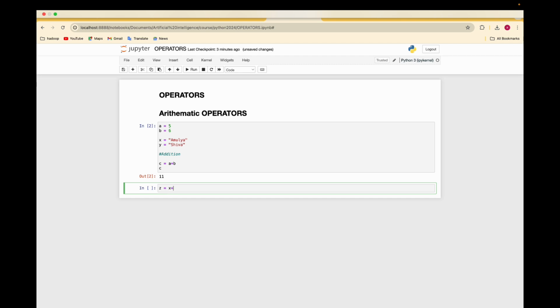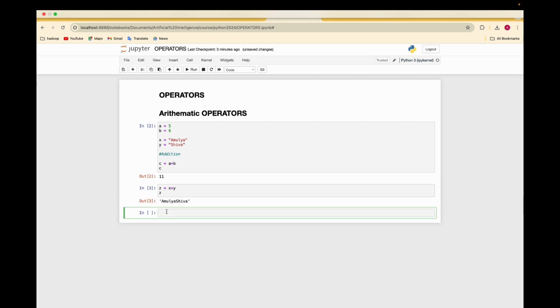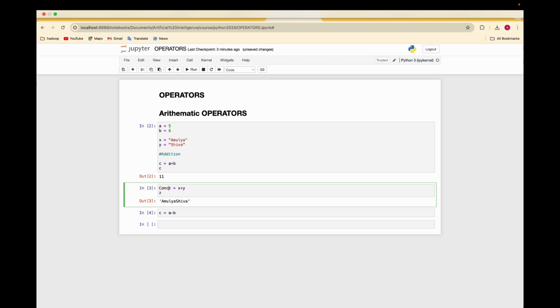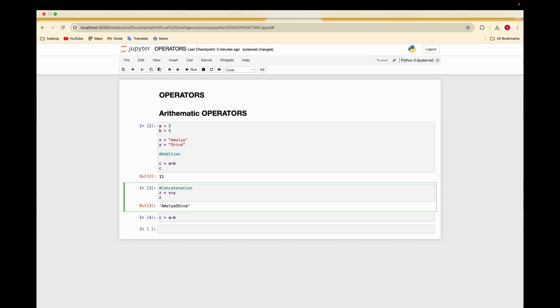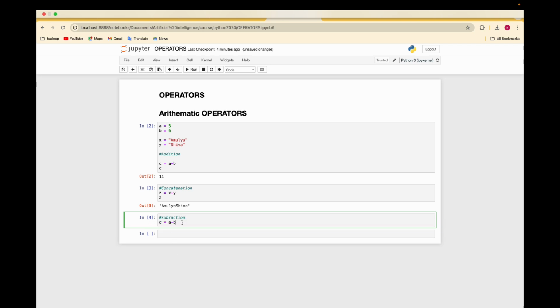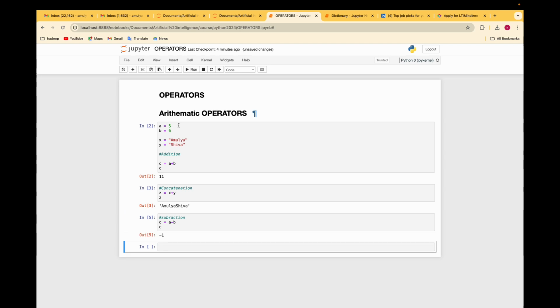z equals x plus y, z. c equals a minus b. This is okay. This is addition. This is concatenation. This is subtraction, and this is multiplication.